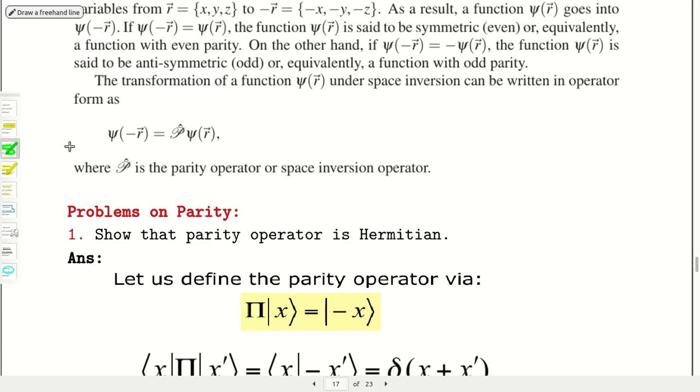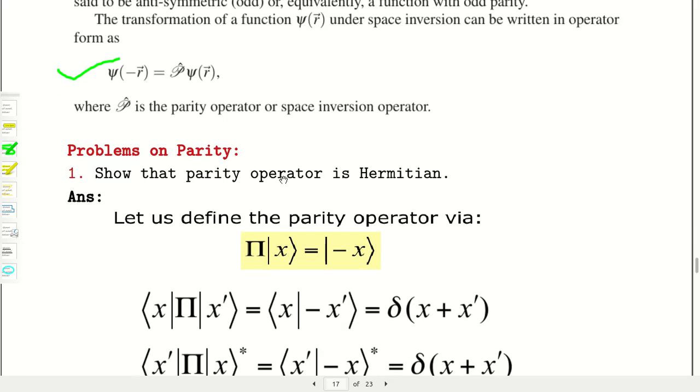Now in algebra you can write that psi of minus r is equal to the P operator acting on psi, where P is the parity operator which transforms psi from r to minus r. It is very evident from this equation. This is not an eigenvalue equation because the wave function is not reproduced. So this is the basic transformation relation between psi of r and psi of minus r.